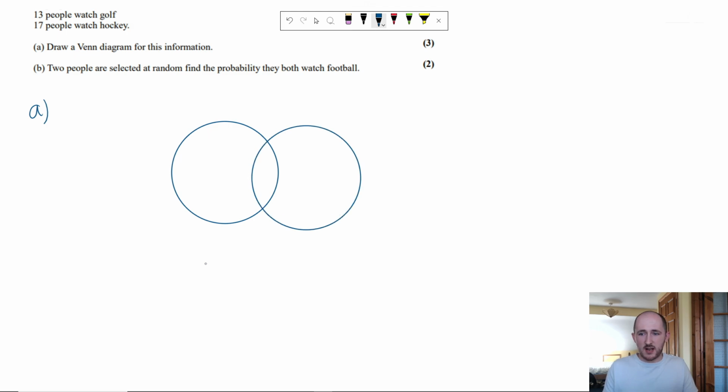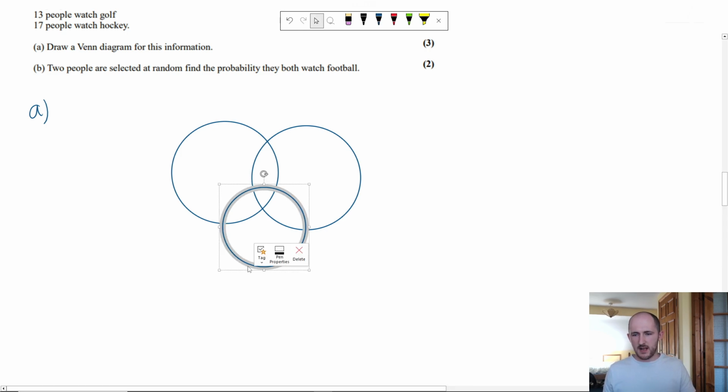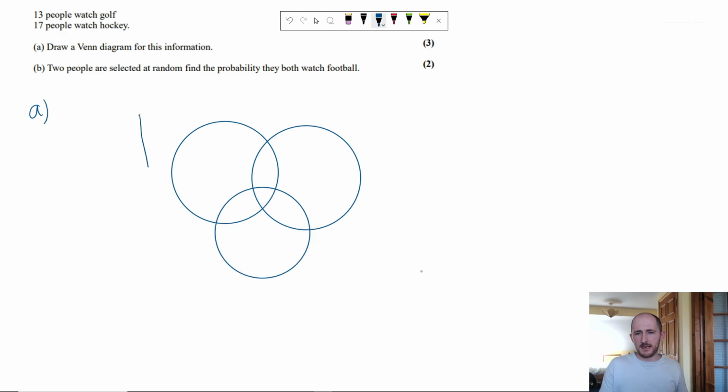Them being the same size doesn't matter, because we don't really care about scale in terms of Venn diagrams. This is pretty reasonable, to be honest. This is actually not a bad one. And then please don't forget to draw the big box around the whole thing.